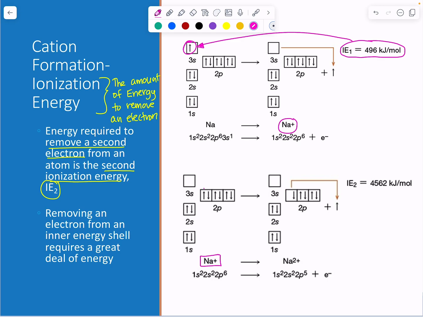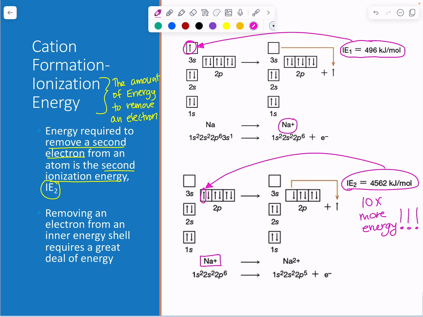Okay, so we would be taking away this electron, and to do that, it would take 10 times more energy practically. So the more electrons you take off, the harder it is going to be to remove those electrons often.